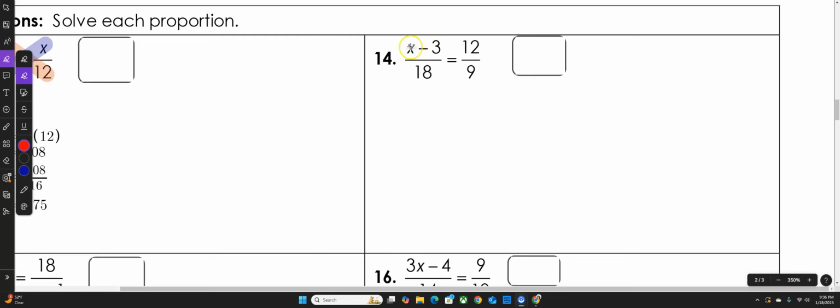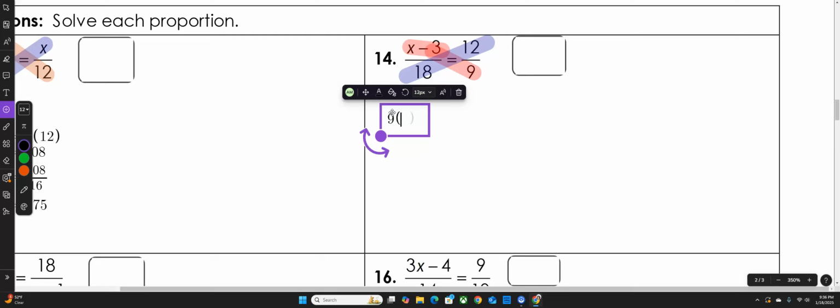Right, number 14, we're going to do the same thing, only you'll notice now we have a binomial attached to the problem. So we have x minus 3 over 18 is equal to 12 over 9. But the concept remains the same. We are simply going to multiply the top of the left by the bottom of the right, and the bottom of the left by the top of the right. So that means we're going to have 9 times x minus 3. It doesn't matter what order you put them in. However, I do prefer to put the coefficient in front of the parentheses. And we're going to have 18 times 12.